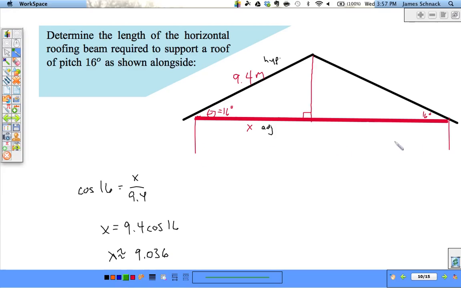So what is our roofing beam? How long is it going to be? Well, it's going to be twice as long as that. So 2 times this, so our beam needs to be 18.1 meters. Units are important here. You got to do it. No option there.